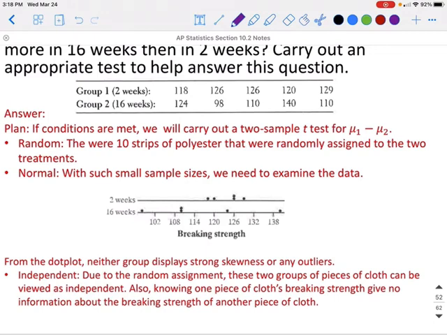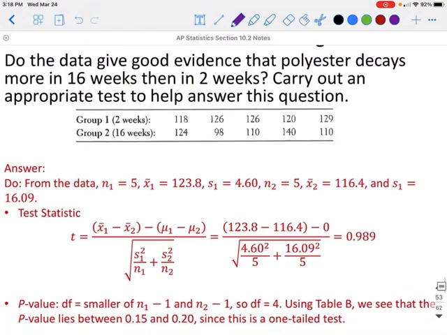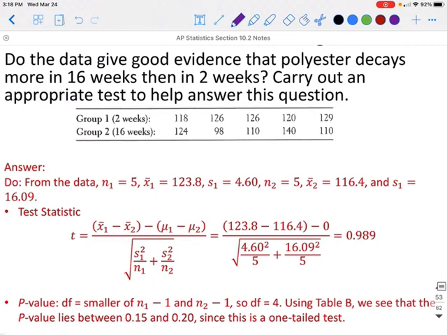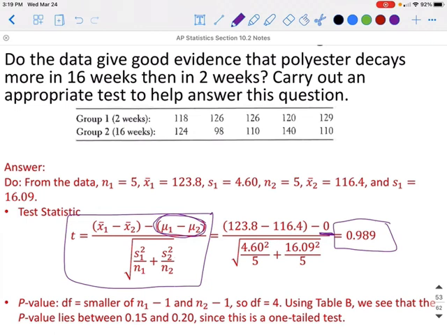Next is the do, where we're going to have to actually do the calculations. From our calculator, so you will have to put this into your calculator, for each group you will have to find the mean and the standard deviation. And then from there you will have to calculate your test statistic. And to do that, you're going to use this formula. Now that mu1 minus mu2, this piece right here, is just whatever your null hypothesis was. So our mu1 minus mu2 in our hypothesis was 0. Everything else you're going to have to get from your information. And we're going to get a test statistic of t equals 0.989.